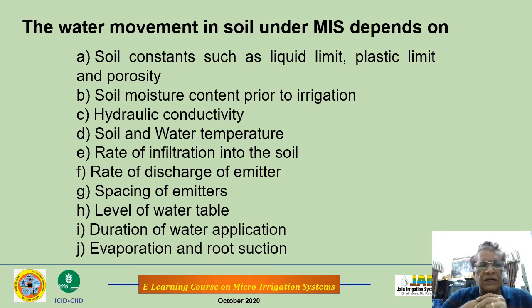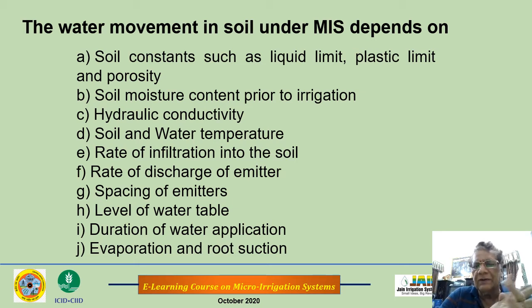Now, coming to the subject, the water movement in soil depends on many parameters, particularly in the micro irrigation system we'll discuss. So start with soil constants such as liquid limit, plastic limit and porosity. That shows the soil properties which will affect the movement of water. Mainly porosity will definitely have a more pronounced effect.